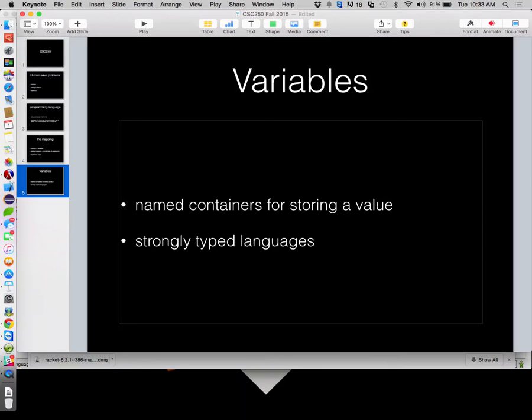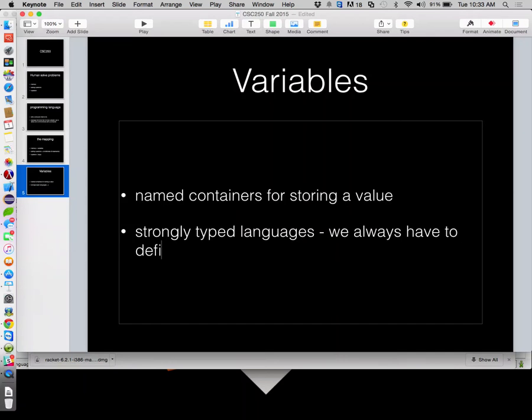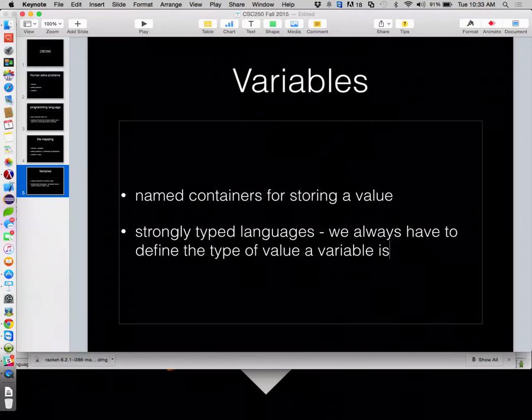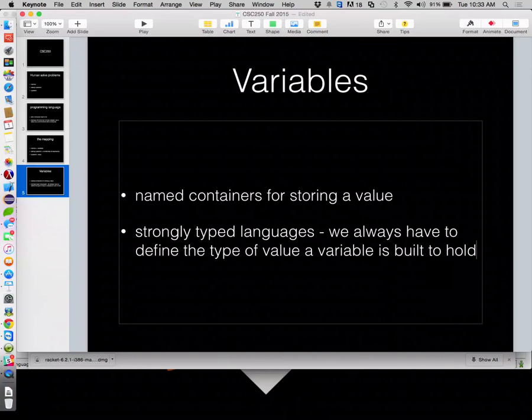So last semester we were working with Blockly a lot, which did not necessarily require us to define the value a variable was associated with, but we had to use certain kinds of values for certain types of things. If we were using a loop to count through things, you had to use numbers, that kind of stuff. Well, Java is a strongly typed language, which means we always have to define the type of value a variable is built to hold. 100% of the time. There's never a situation in Java where you can define a variable without an associated type.